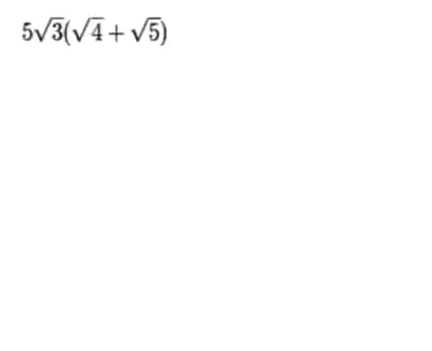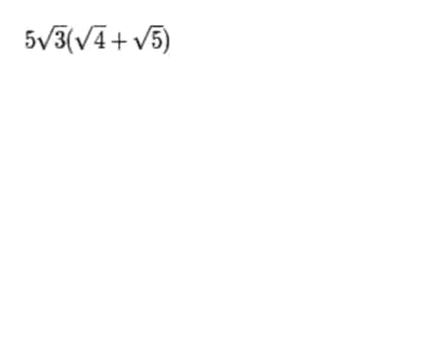This particular question is going to be using the distributive property. So I need to distribute this 5 square root of 3 inside the brackets. So I'm going to multiply 5 square root of 3 times the square root of 4, and 5 square root of 3 times the square root of 5.